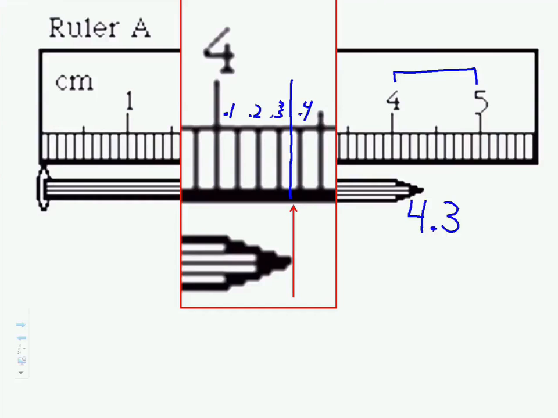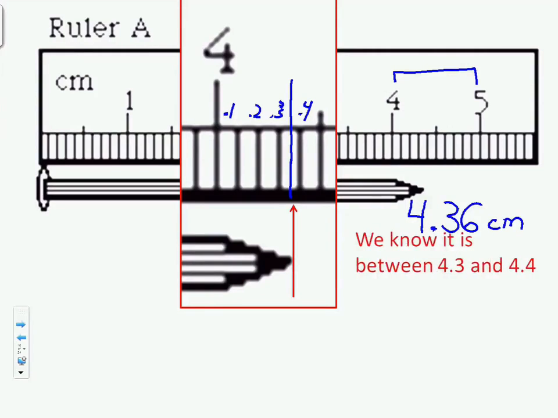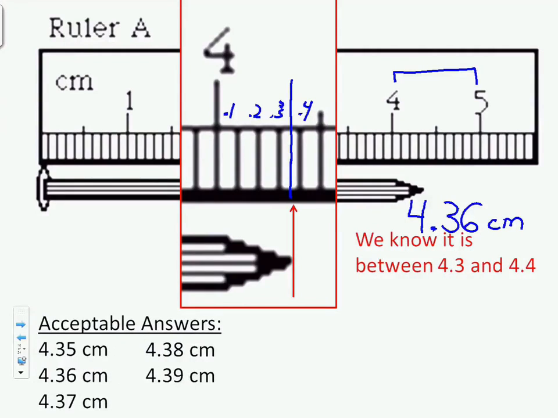Okay, now comes your guess number, all right? Because you can't know for certain that it's 4.35. You can't know for certain it's 4.36. That 5, that 6, those are your guess number. So on this one, I'm going to guess 4.36 centimeters, and that will be my guess. Let's look at some more acceptable answers. 4.35 centimeters, 4.36 centimeters, 4.37 centimeters, 4.38 centimeters, 4.39 centimeters. All right? All of these would be acceptable answers.